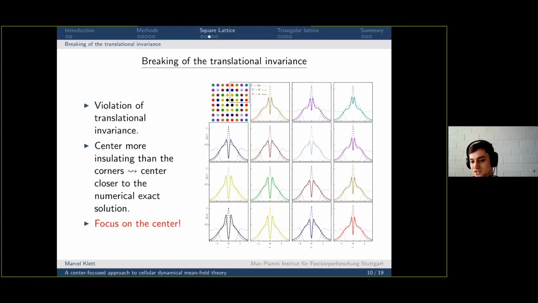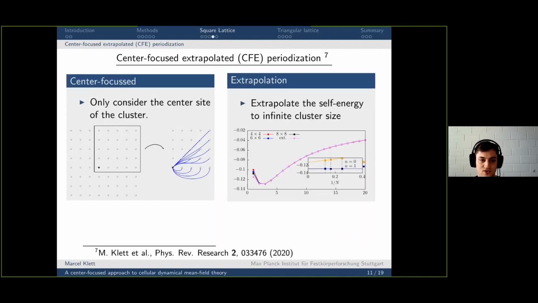What we also know is that in this parameter regime, from numerically exact calculations, the spectral function should already be insulating. So that's why we ended up saying, okay, the center site, this black curve, is the closest to the exact solution. So we only consider the center site, and we throw out all the other sites for discussing results or looking at results here. And this is what we call the so-called center-focused idea, that we only take the center of our CDMFT calculation into consideration.